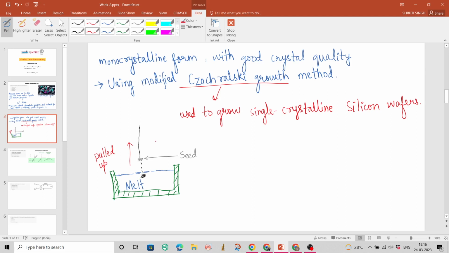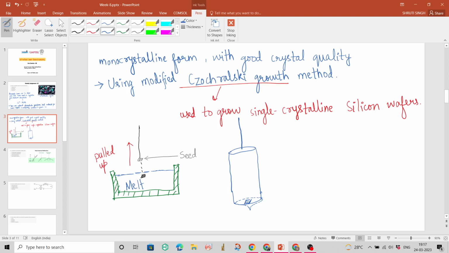Outside there is some furnace which keeps the material in the molten state. When the seed crystal is pulled up, the crystals keep on forming, and the crystal structure will be the same as the seed crystal. The pulling rate is very slow, and that is decided depending upon so many parameters like the cooling rate and everything. So when it is pulled up, many crystalline things keep on growing.